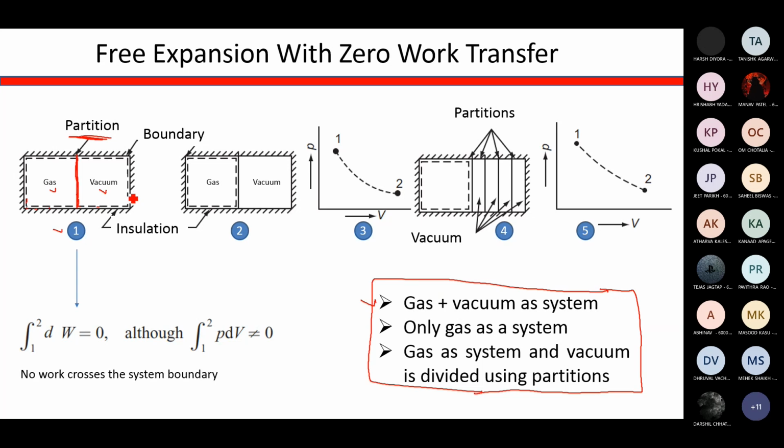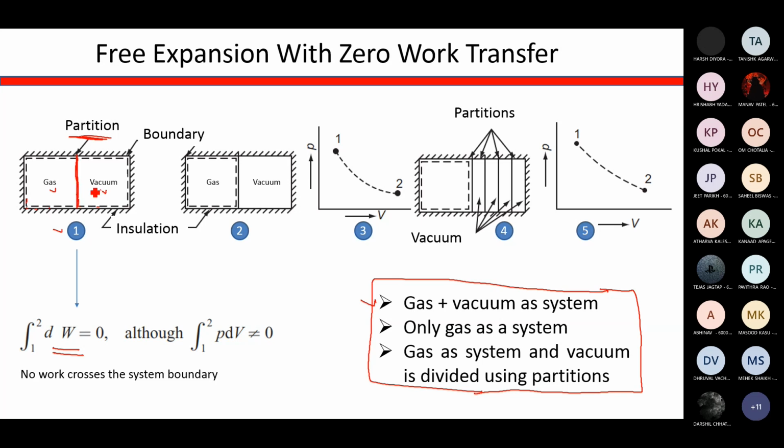So there is no work transfer. See, if you look at this expression, there is no work transfer. Why is there no work transfer? Because gas is simply expanding against the vacuum, and vacuum is not providing any kind of resistance for this expansion of the gas, right? And your initial system, which was this, again it is remaining one and the same.